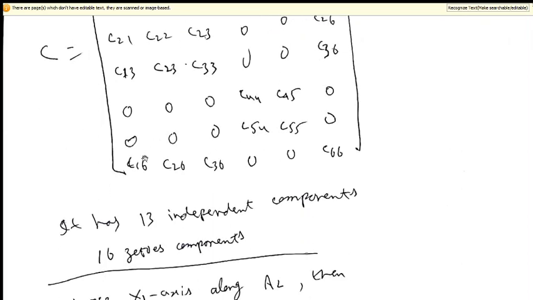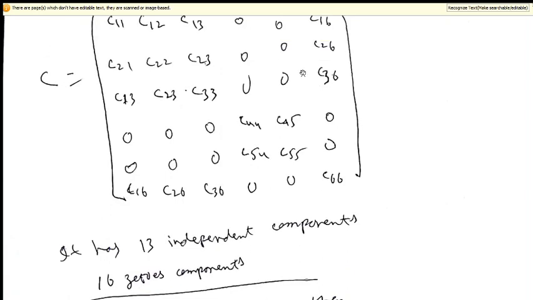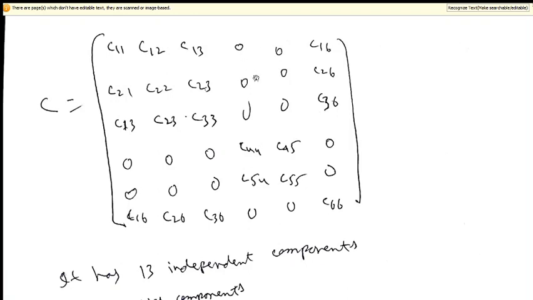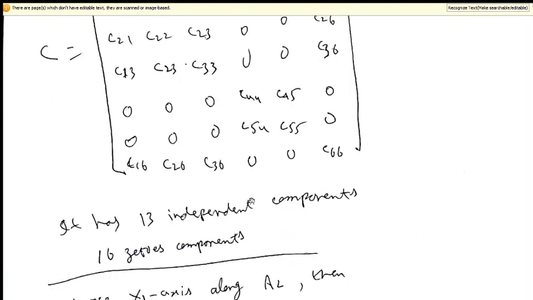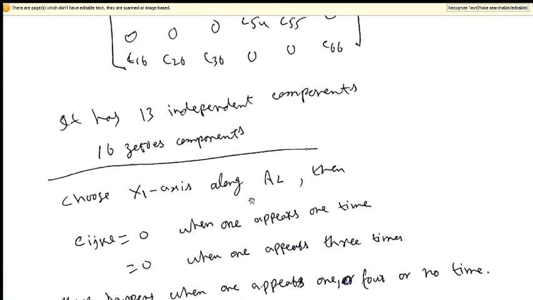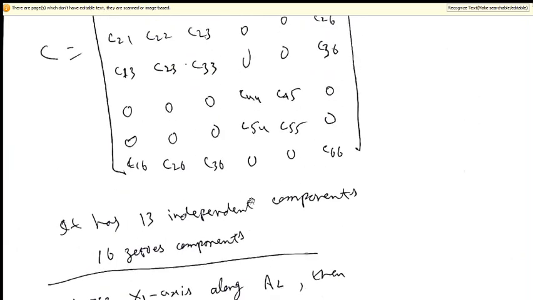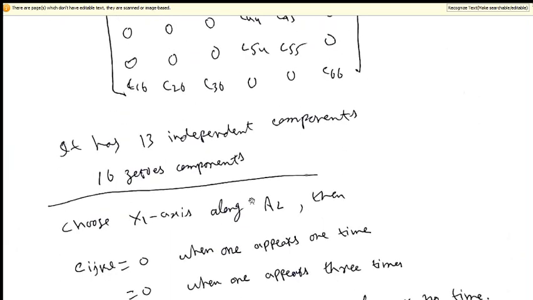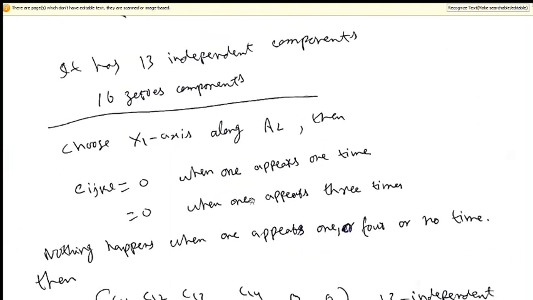So by counting these, we have 13 independent components and 16 zeros. 6 plus 2, 6 plus 2, 16, 8 plus 8. Now this is the result when we have x3 along the a2 axis. If someone chooses x1 along the a2 axis, then we have this.